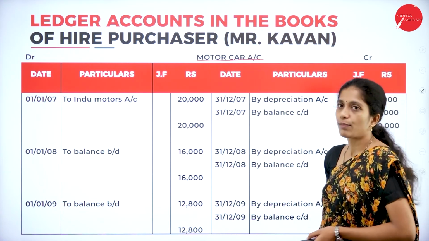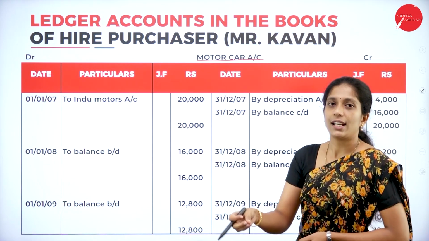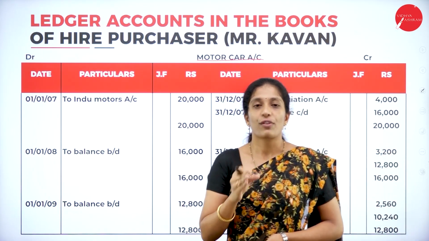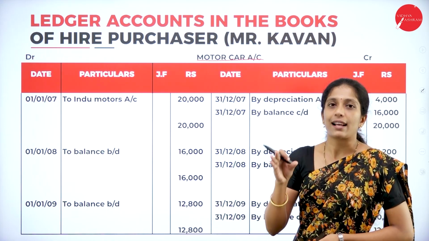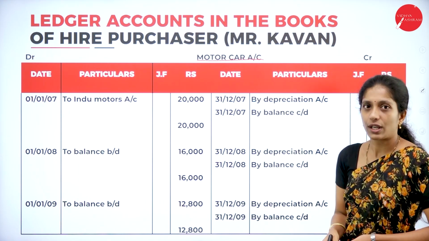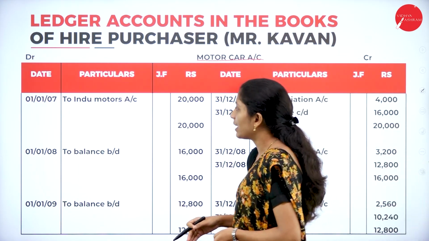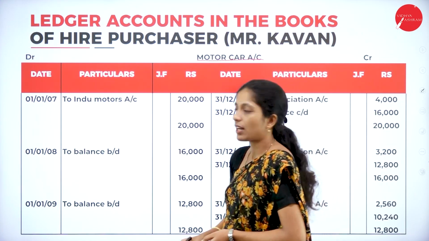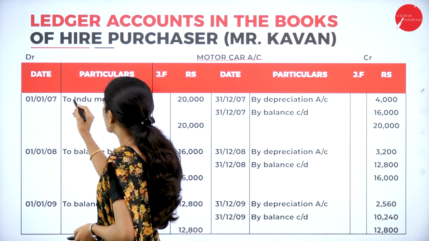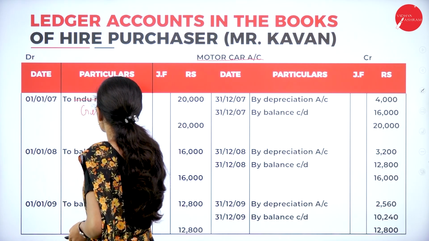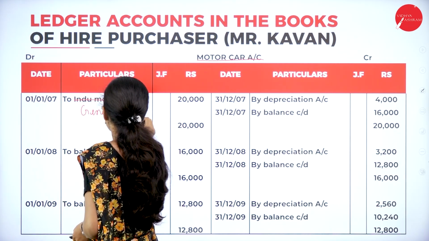So here the asset is a motor car. In the first year, the hire purchaser has purchased the asset. So what is the entry? Motor car account debit to hire seller account. How are we going to record it? Who is the hire seller here? That is General Motors. This is not Hindu Motors, this is to General Motors. That is nothing but the hire seller.